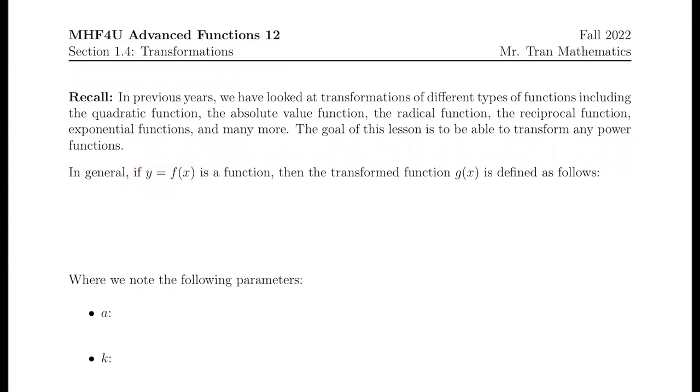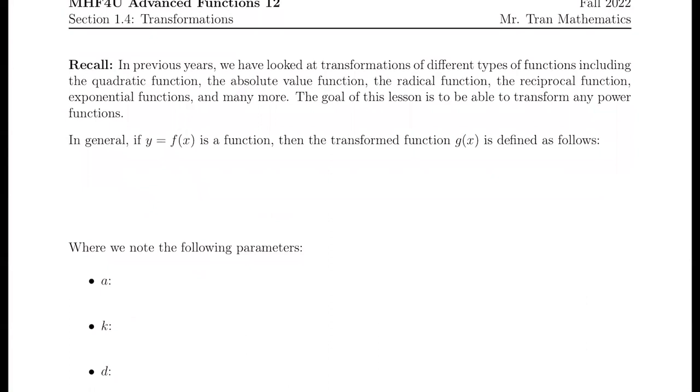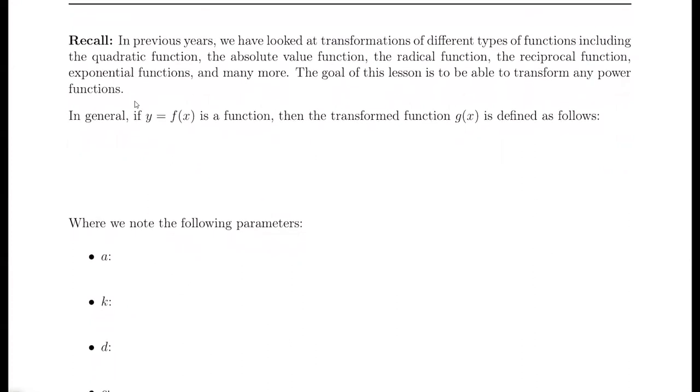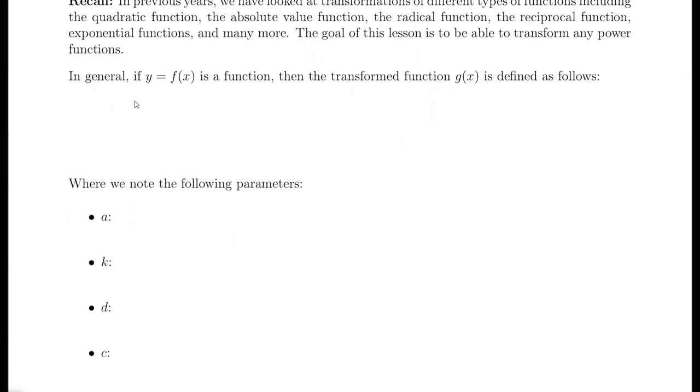Recall that in general, if y is equal to f of x as a function, then the transformed function g of x is defined as follows. Whenever we want to transform a function, we have to keep the function in hand, but we also have to adjust the parameters. So we want to write a function g so that g of x is equal to a times f of k times x minus d, plus c.